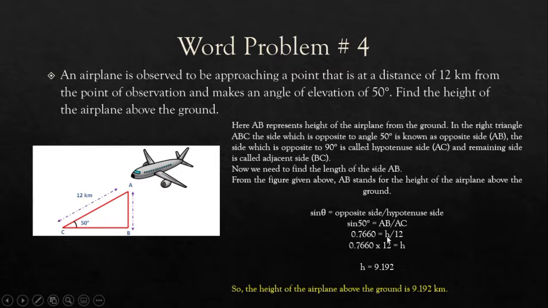H stands for height. So since height is unknown, we will transpose 12 to the side of 0.7660. If we transpose it, we will multiply these two together. Then we will get the answer 9.192. Therefore, the height of the airplane above the ground will become 9.192 kilometers.